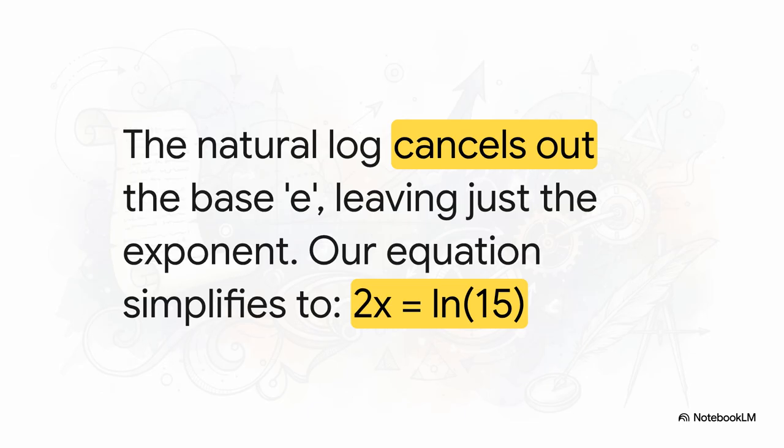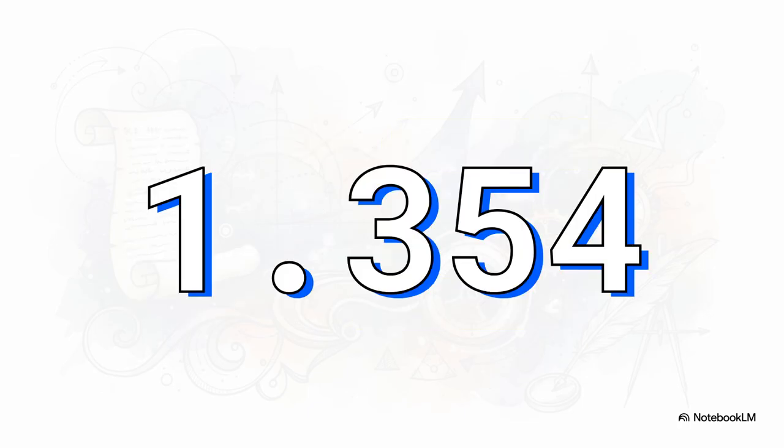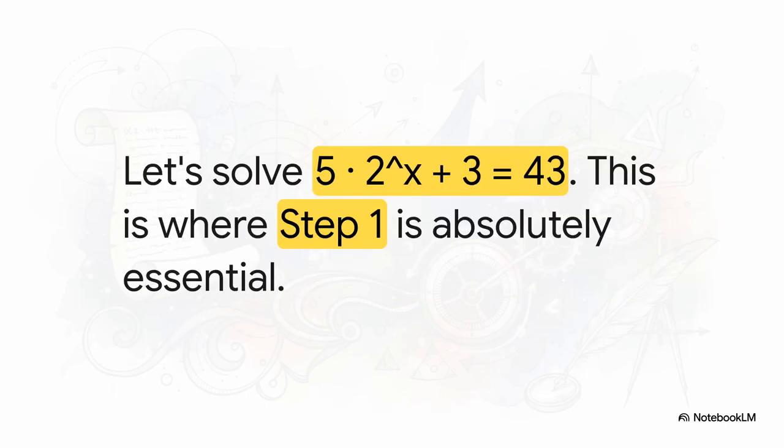Our equation is now 2x equals the natural log of 15. So much simpler. From here, all we have to do is divide by 2. We punch ln of 15 divided by 2 into our calculator, and we find that x is about 1.354. Easy as that. All right, for our last example, let's look at one that seems a bit more cluttered.